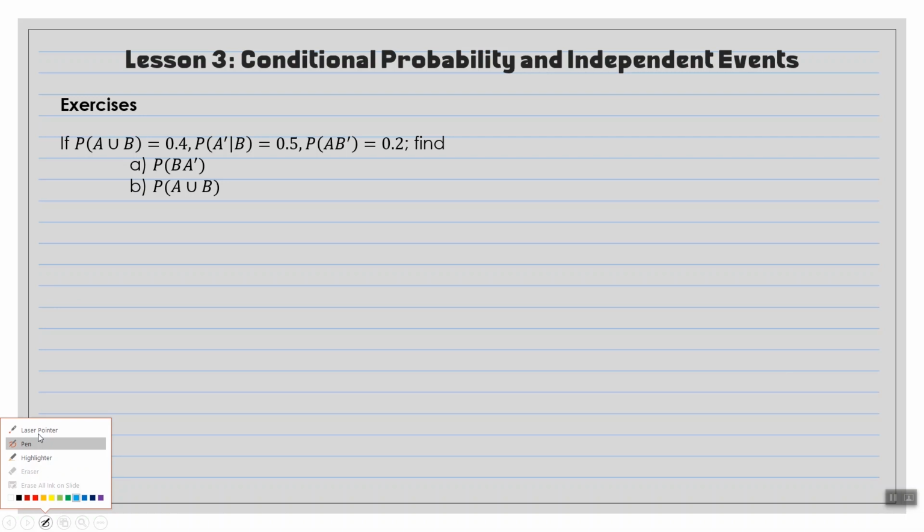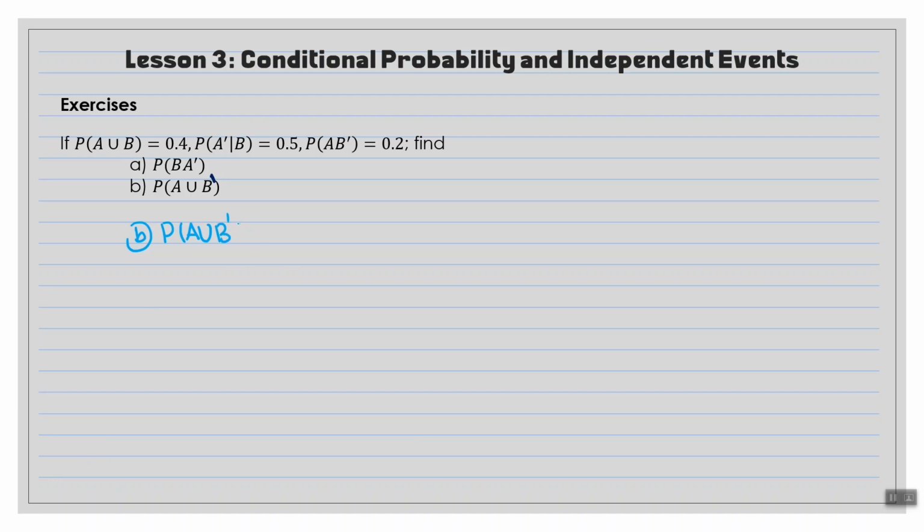Yes, it's the probability of A union B dash. Actually, this was A union B dash. Let me change the question a little bit. So this A union B dash. Okay, so this was the second part that they required in the question. Let's see now. So part B, they wanted the probability of A union B dash.